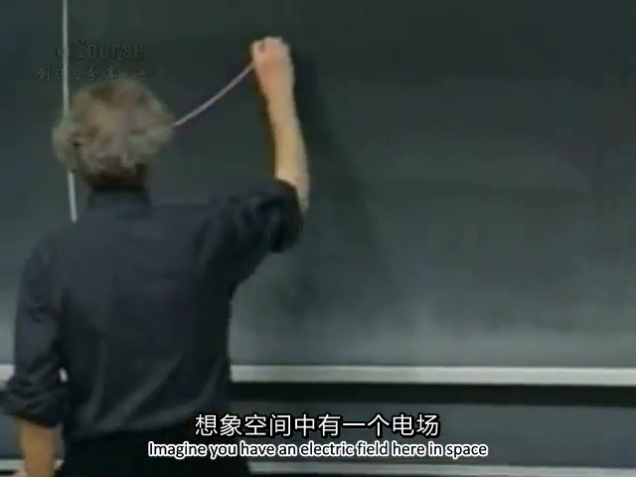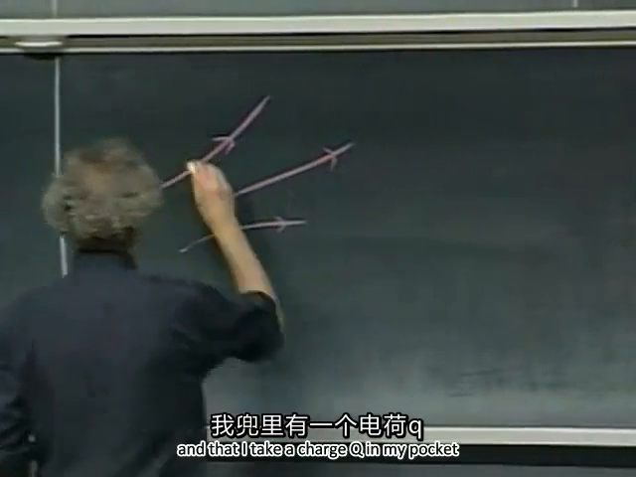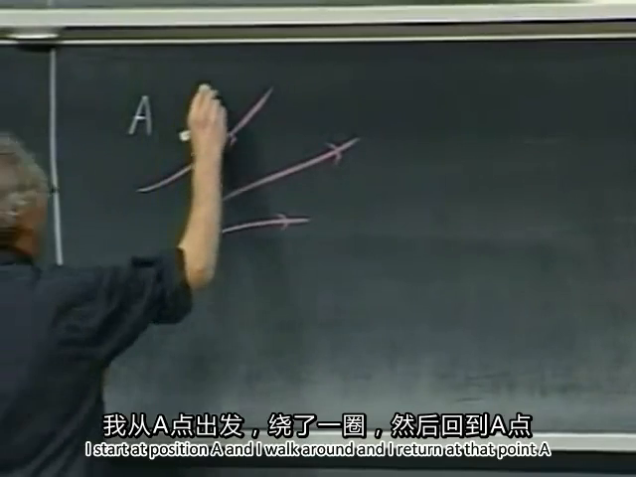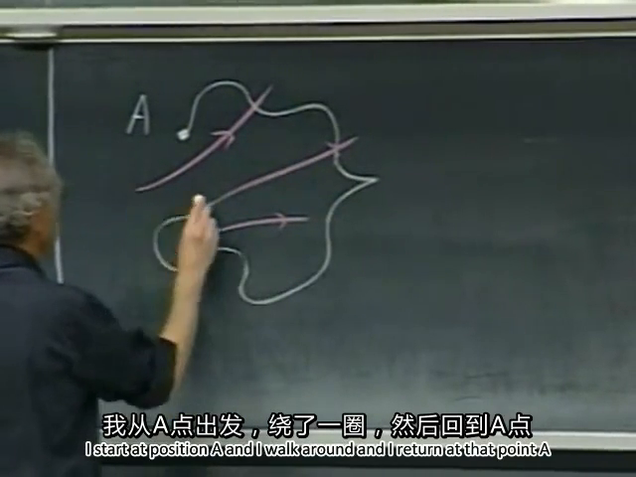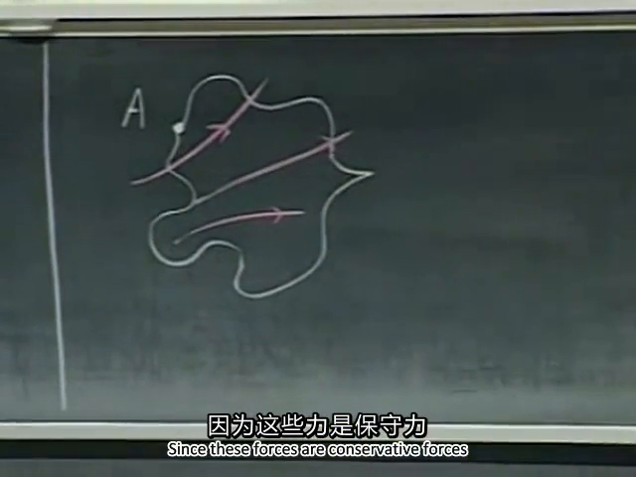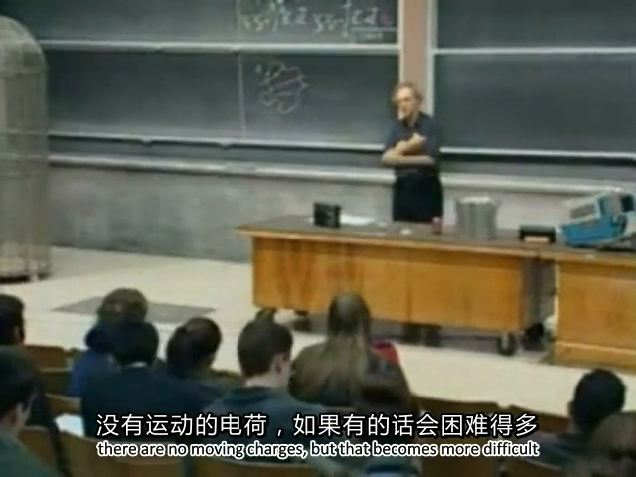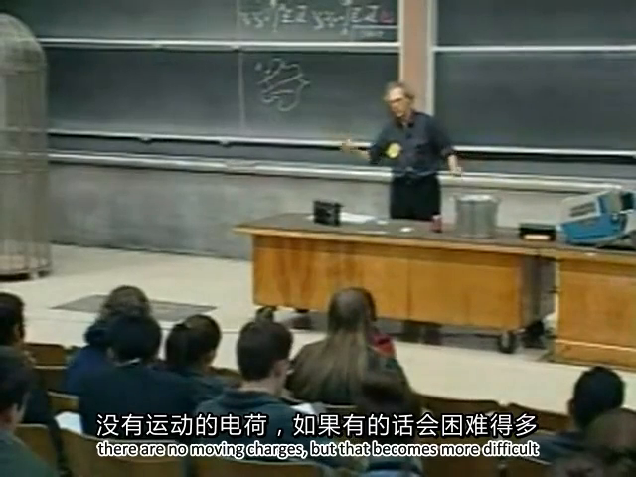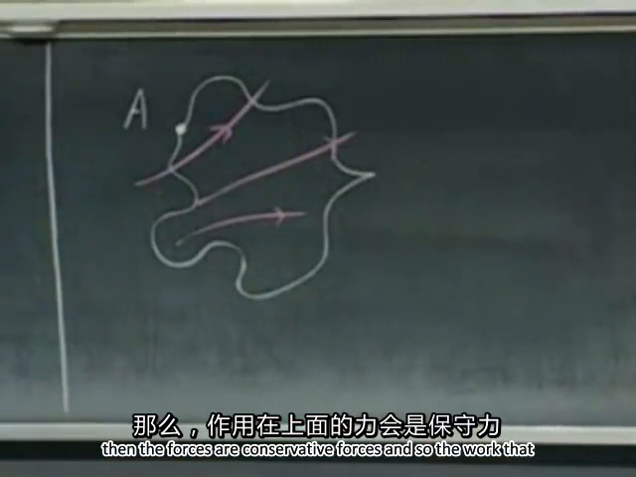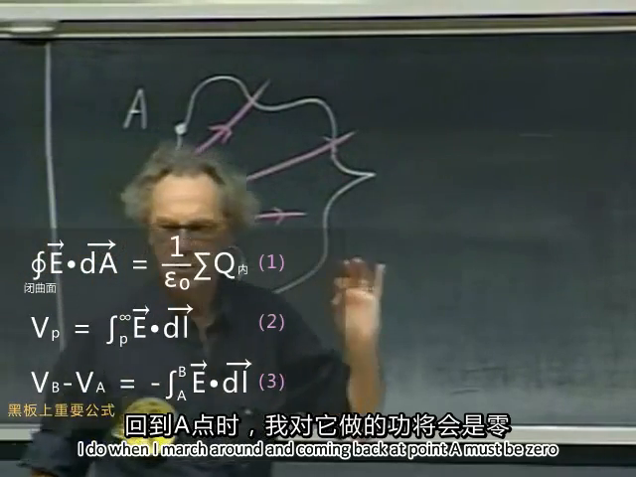Imagine I have an electric field here in space, and that I take a charge Q in my pocket, I start at position A, and I walk around, and I return at that point A. Since these forces are conservative forces, if the electric field is a static electric field, there are no moving charges, but that becomes more difficult, then the forces are conservative forces, and so the work that I do when I march around and coming back at point A must be 0.